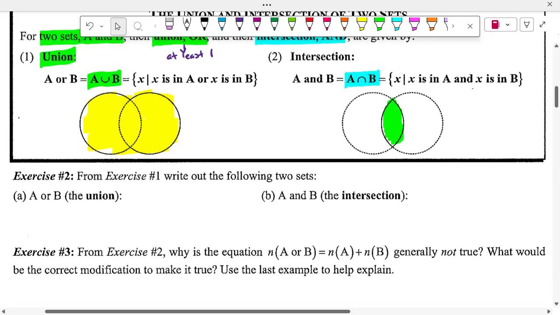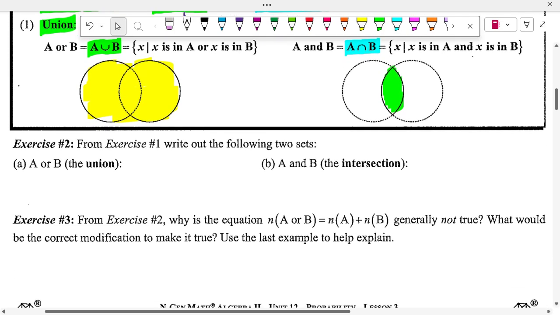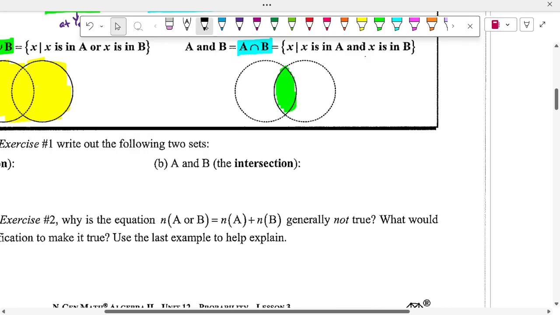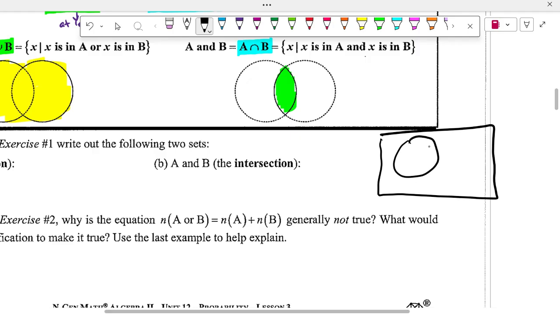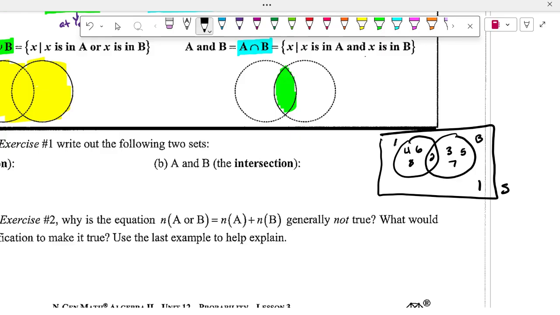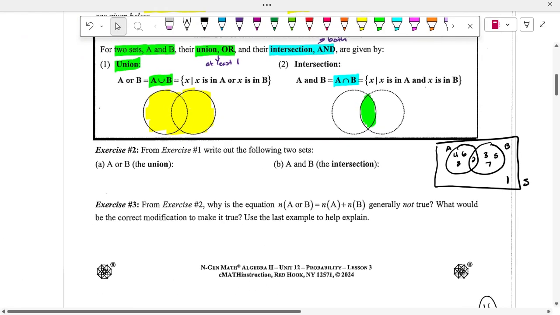Okay. So I'm going to redraw that Venn diagram that we did up at the top real quick because we're going to use it for the next couple of questions. You don't have to because you can easily see it, but I'm just going to do it. So 2's in the middle, 4, 6, 8, 3, 5, 7, and 1. That's the sample space, B, A.